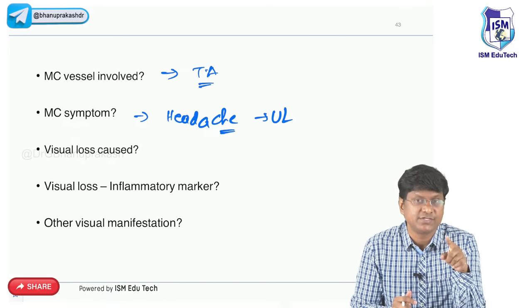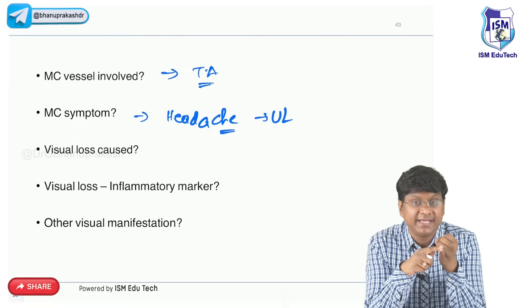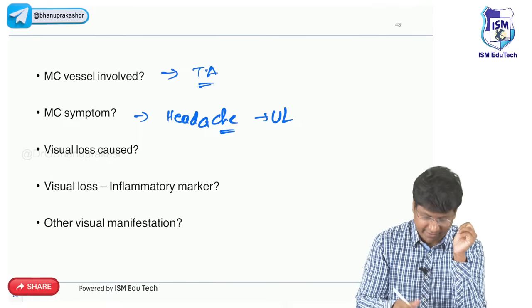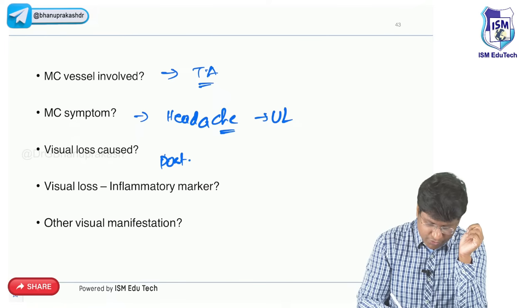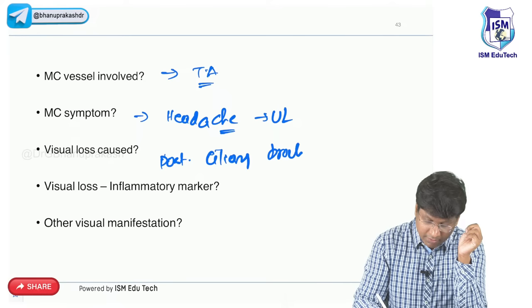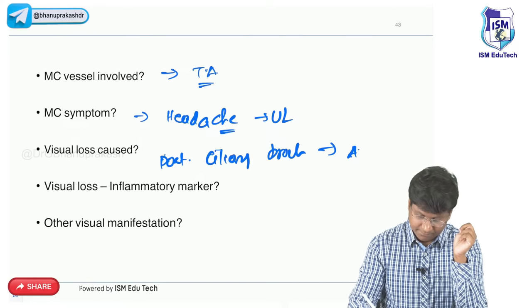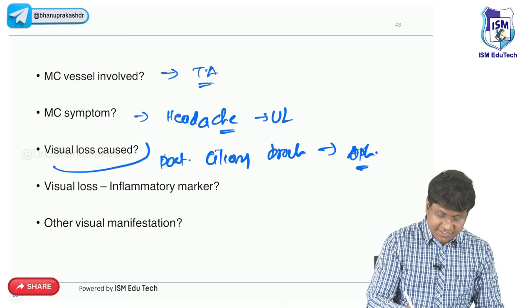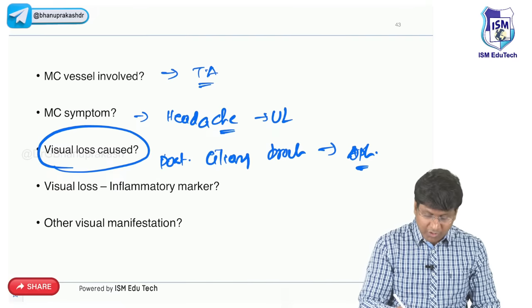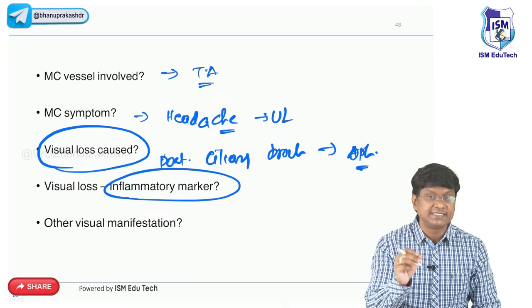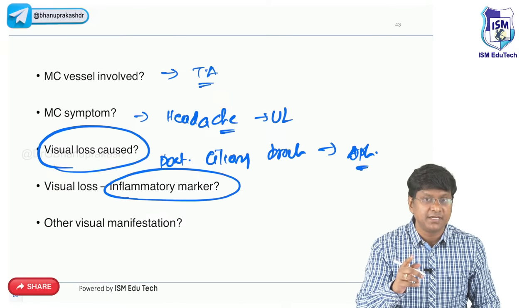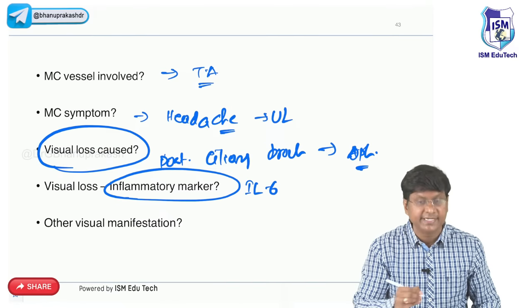And the visual loss in giant cell arteritis is mainly because of involvement of the posterior ciliary branch of the ophthalmic artery. So, visual loss is due to the posterior ciliary branch of the ophthalmic artery. That is the one which is responsible for visual blindness. Now, what is the inflammatory marker that will decide the development of visual loss? This is a very, very important question. That particular inflammatory marker is interleukin 6.